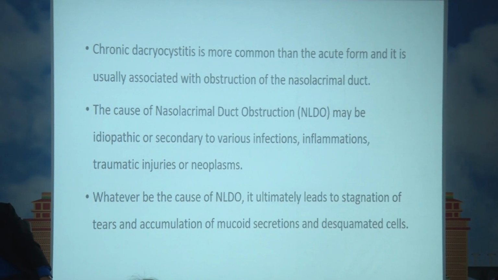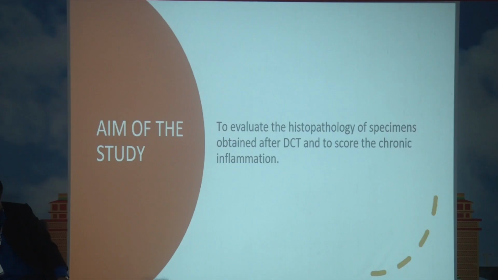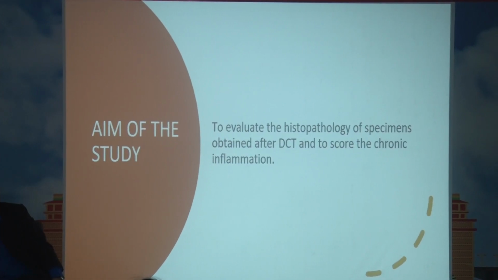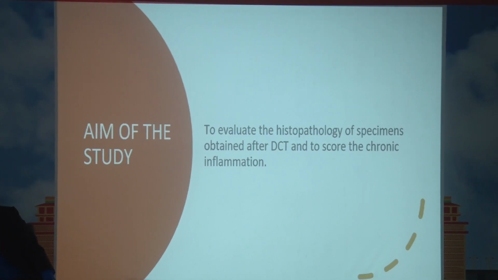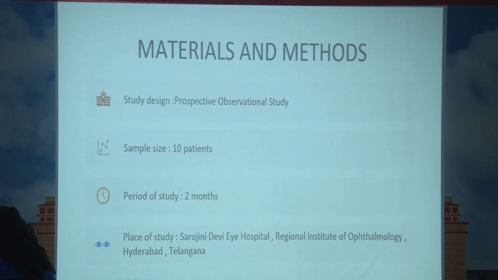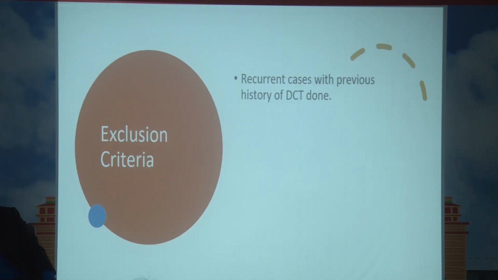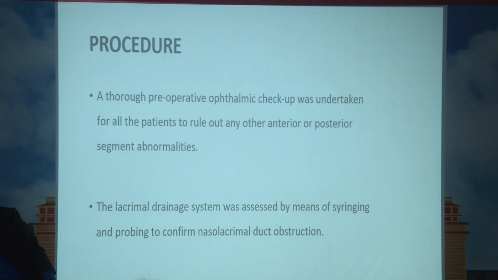It may be idiopathic or secondary to various infections, inflammations, injuries, or even neoplasms. The aim of my study is to evaluate the histopathology of specimens obtained after DCR and to score the chronic inflammation. My study design is a prospective observational study. It is done in about 10 patients over a period of 2 months at Sarojini Devi Eye Hospital. My inclusion criteria are patients with chronic dacryocystitis of all ages and both genders. Exclusion criteria are recurrent cases with previous history of DCR done.